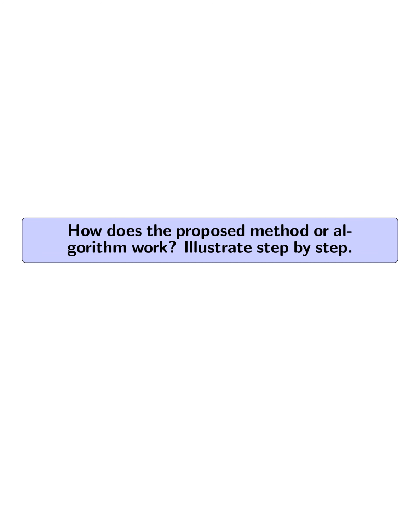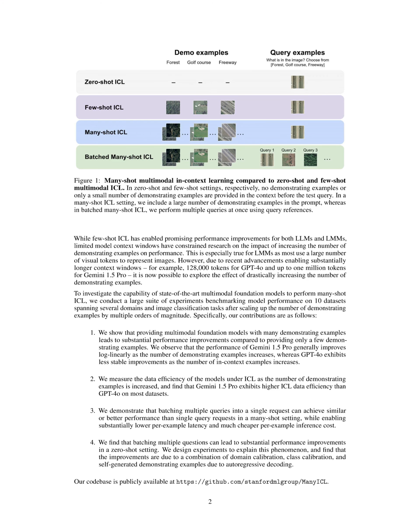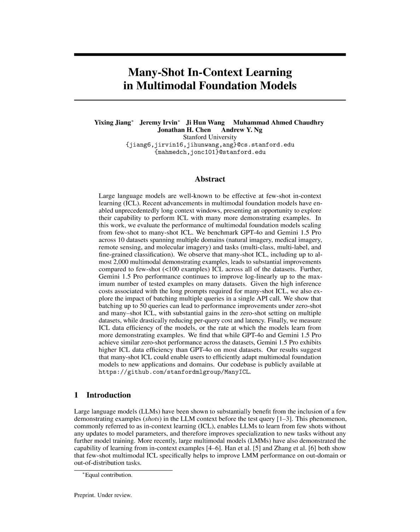How does the proposed method or algorithm work? Illustrate step by step. The proposed method of many-shot in-context learning, ICL, works by providing state-of-the-art multimodal foundation models, such as Gemini 1.5 Pro and GPT-4o, with a large number of demonstrating examples to improve performance on various image classification tasks. The method involves conducting experiments on 10 datasets spanning different domains and tasks to benchmark model performance.